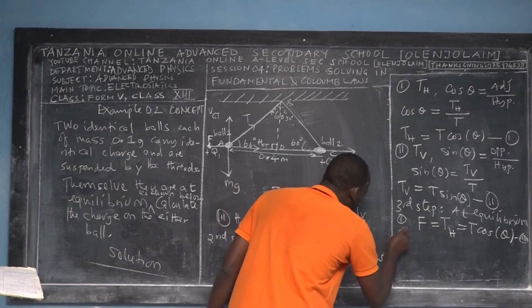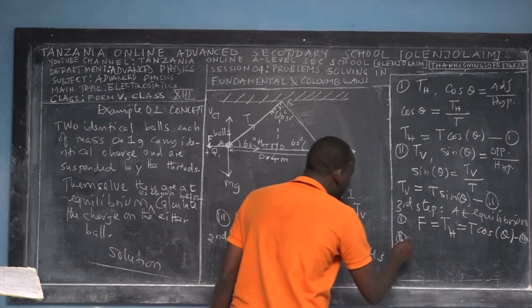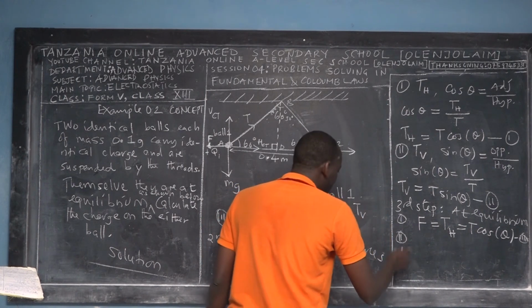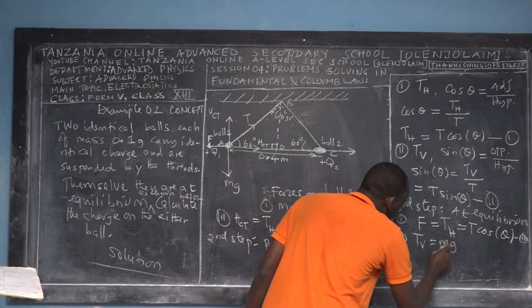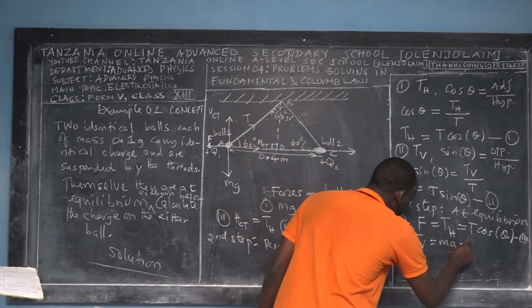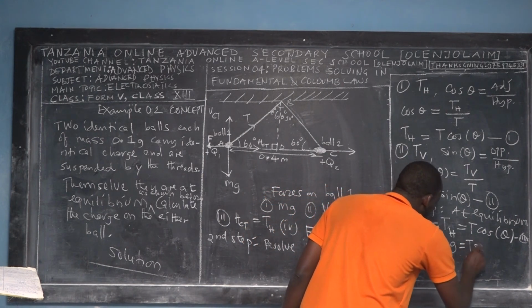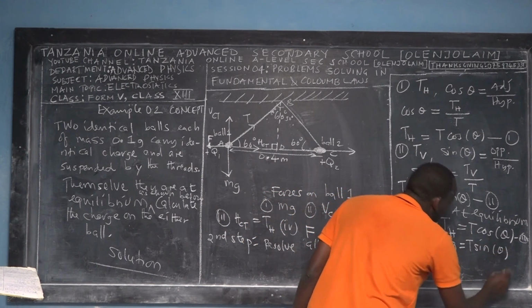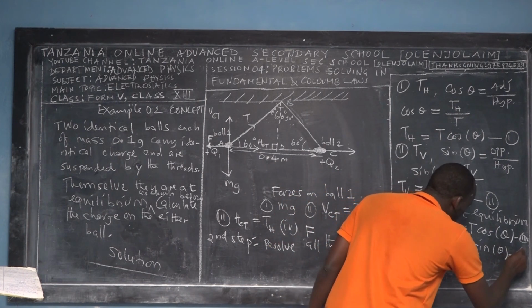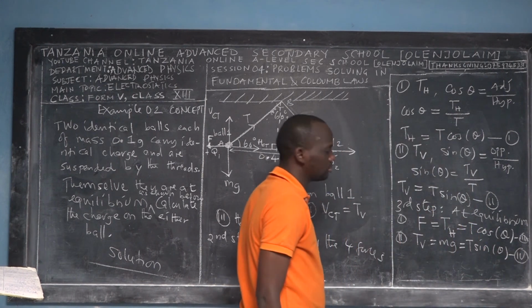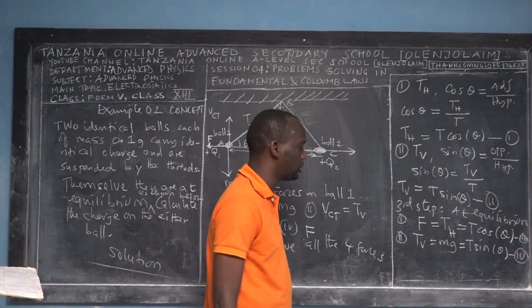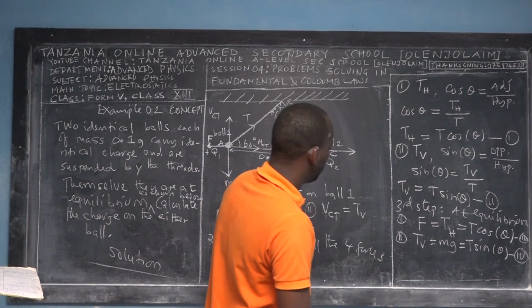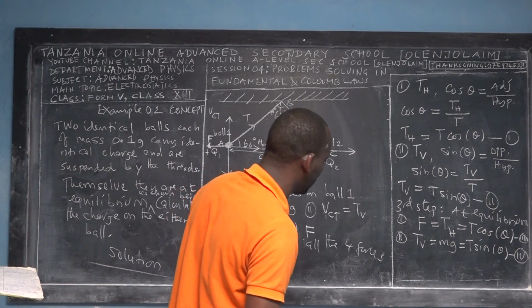Then for the second system at equilibrium, the vertical component, which is TV, is going to balance with the weight, which is mg. But this vertical component is equal to tension times sine of angle theta. So this is equation 4. Are we together? So you see now how mechanics is important. So we have those two equations.